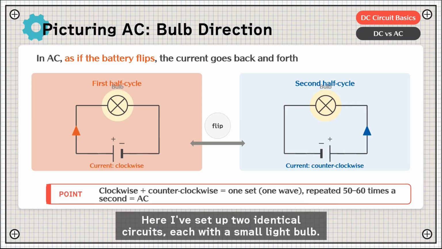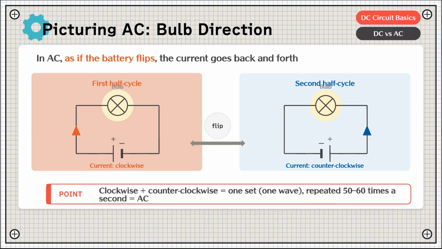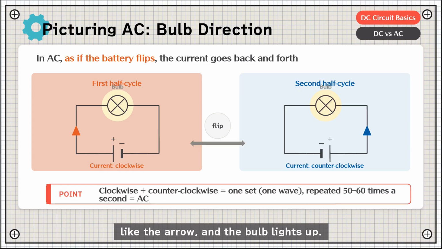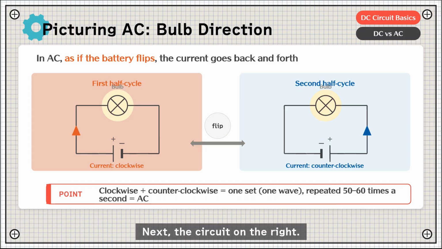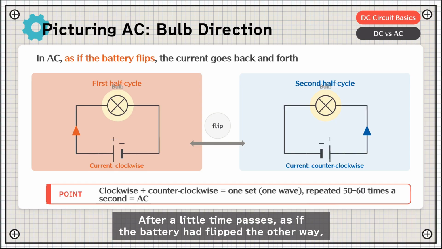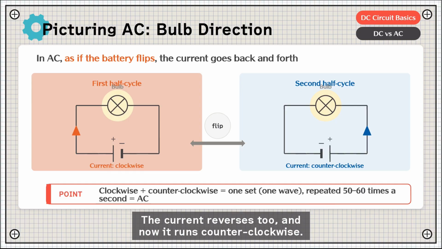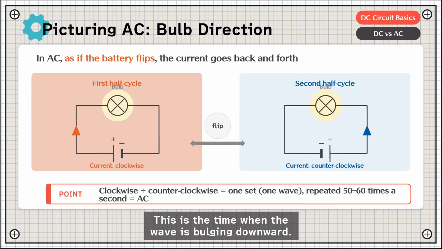Here I've set up two identical circuits, each with a small light bulb. The only difference is which way the battery faces. First, the circuit on the left. When the plus and minus of the battery face this way, the current flows clockwise, like the arrow, and the bulb lights up. This is the time when the wave is bulging upward. Next, the circuit on the right. After a little time passes, as if the battery had flipped the other way, the direction that pushes the electricity reverses. The current reverses too, and now it runs counterclockwise. Through the same bulb, the electricity now flows the opposite way. This is the time when the wave is bulging downward.